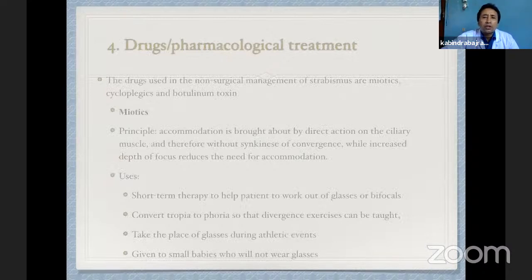Now I will briefly talk about drugs, pharmacological treatment for strabismus. Miotics, cycloplegics, and botulinum toxin have been used in case of strabismus. Miotics cause accommodation brought about by direct action on the ciliary muscle, as we know, therefore without synkinesis of convergence, while the increased depth of focus reduces the need for accommodation. Uses are for short-term therapy to help a patient to work without glasses, to convert tropia to phoria so that divergence exercise can be taught, to take the place of glasses during athletic events, and in small babies who will not wear glasses.